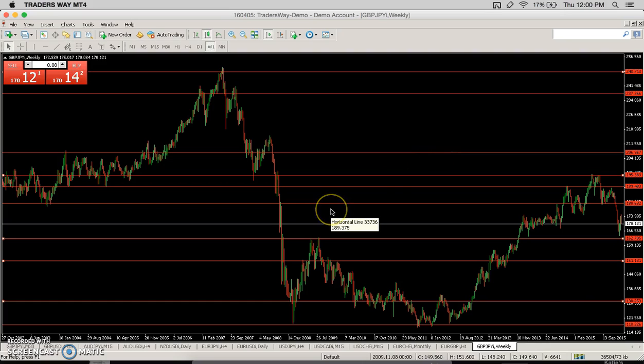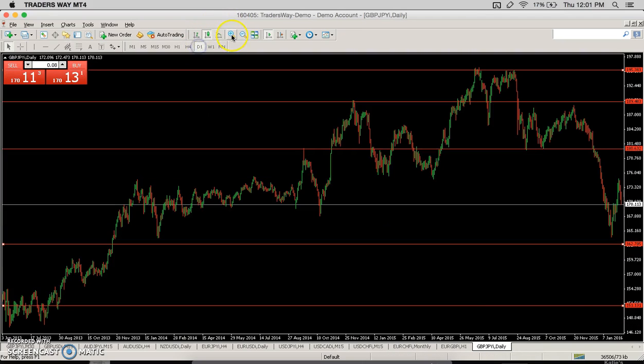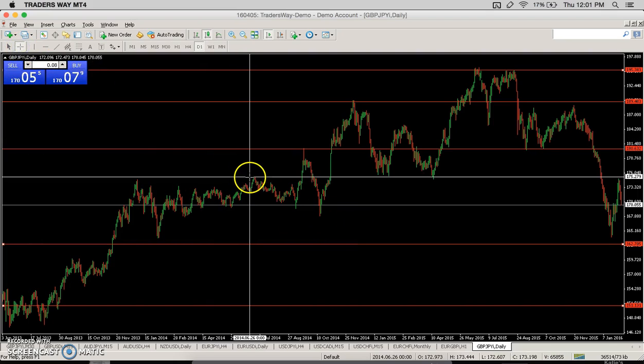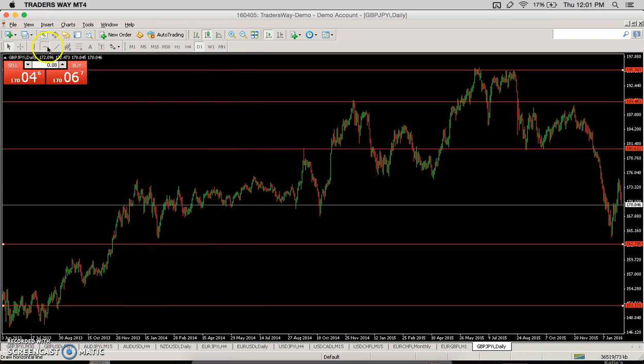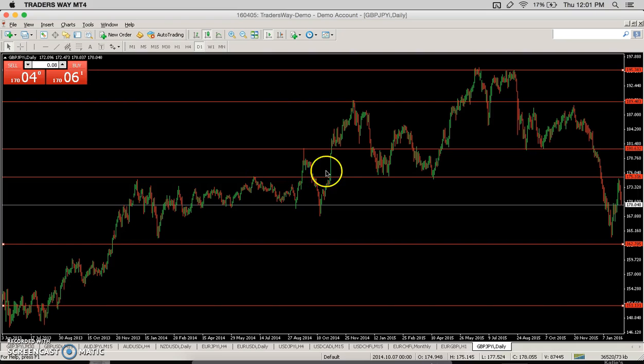Alright, let me zoom in one more, go to my daily. We got a kind of consolidation over here that turned into a good resistance point. Alright, looking good, looking good.